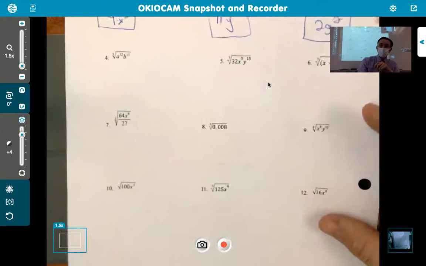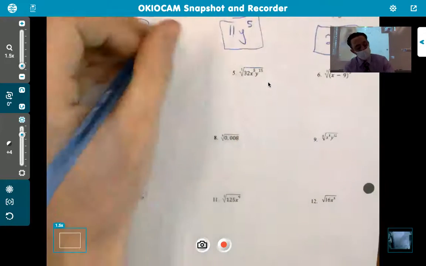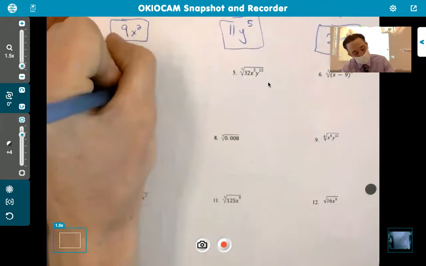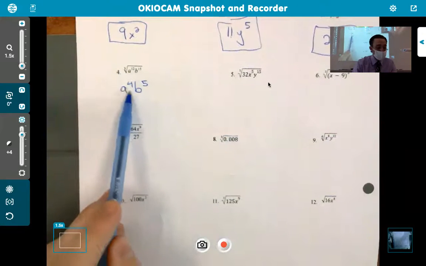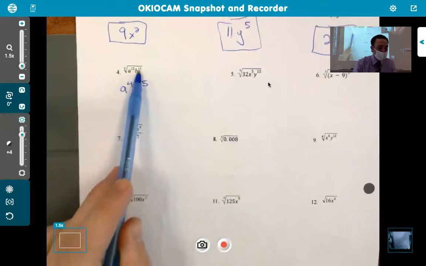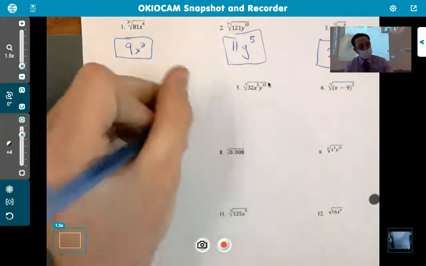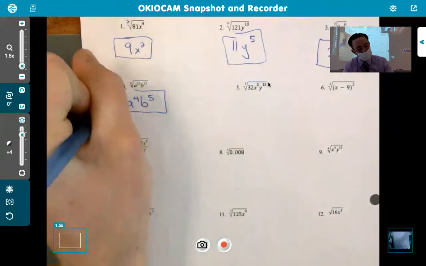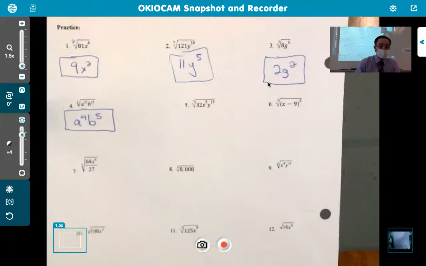Okay. Now this side of the room, 4, 5, and 6. What do we get for 4? Good. A to the 4th power, b to the 5th power. So 12 divided by 3, that's how I get a to the 4th. My other variable b is b to the 15th divided by 3, well, that's b to the 5th. So my answer here is a to the 4th, b to the 5th. Good. What do we get for 5?